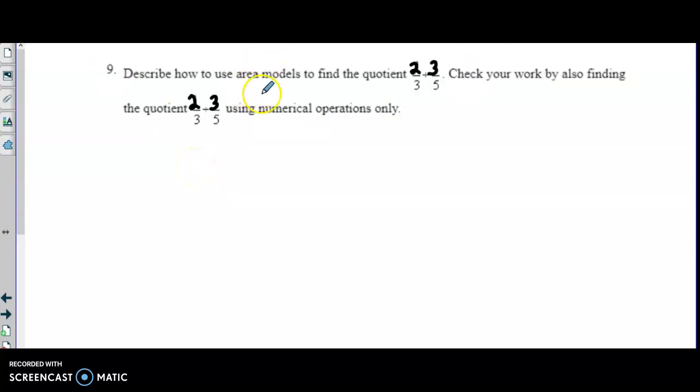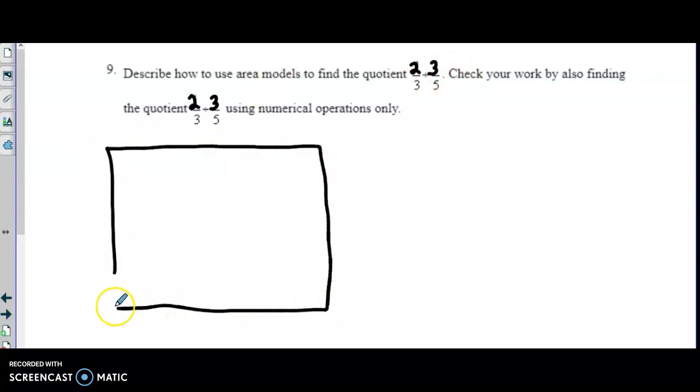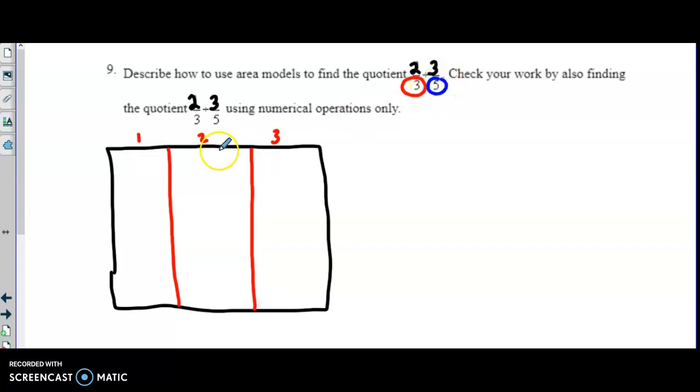All right, describe how to use the area model to find the quotient 2/3 divided by 3/5. Okay, so for the area model, you basically take a giant rectangle. To start off with, you're going to look at your first denominator, which is 3. And I'm going to divide it into 3 pieces vertically. So now I have 1, 2, 3 pieces vertically because my denominator is 3. And then I look at my next denominator and I have 5. So horizontally, I want to divide that into 5 pieces.